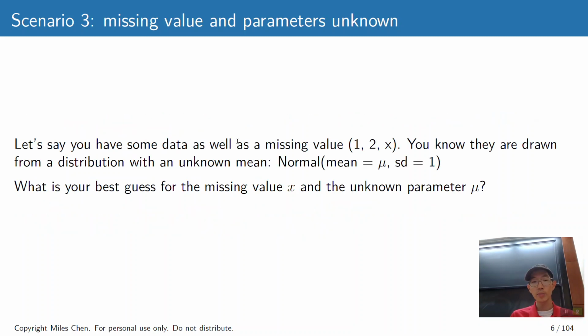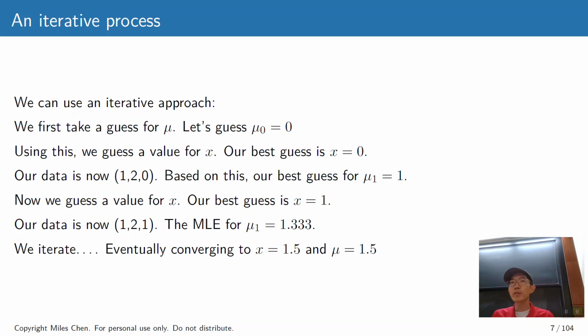Okay. What if we are in this situation, though, where we have data, 1, 2, and a value is unknown, and we say this data comes from a distribution where the mean itself, mu, is unknown. And so now my question is, what is your best guess for what x is and what the unknown parameter mu would be? Okay. And so how do we approach this? Well, this is simple enough where you might be able to just jump at the answer. But we could take an iterative approach, right?